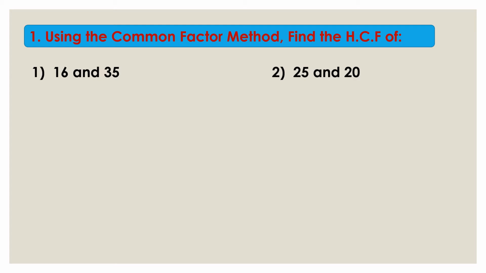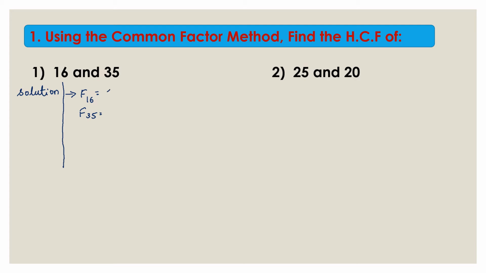The first one we have 16 and 35. By using the common factor method, we should find the HCF of 16 and 35. So let's write the solution. The first step in the common factor method is to find the factors of 16 and the factors of 35. So let's first find all the possible factors of 16 and 35.